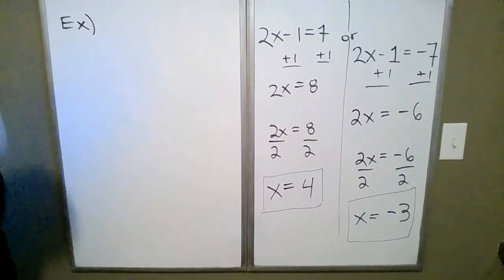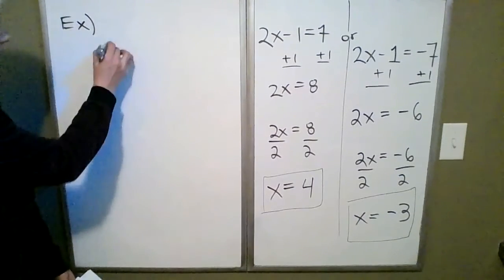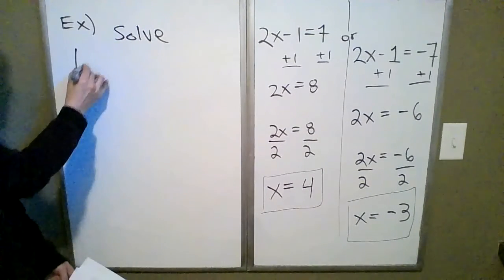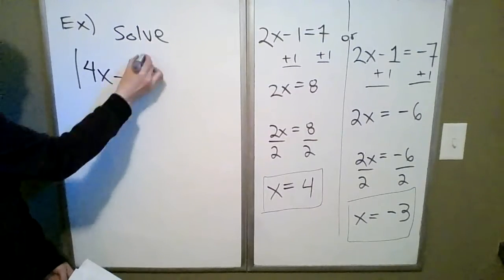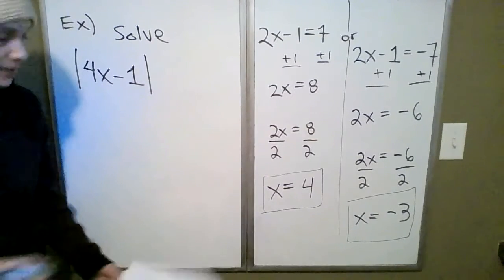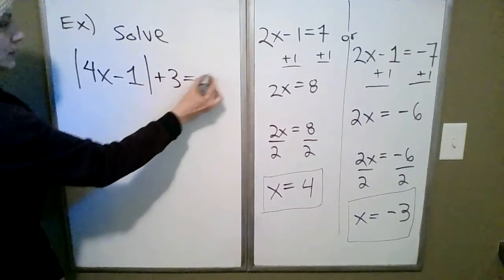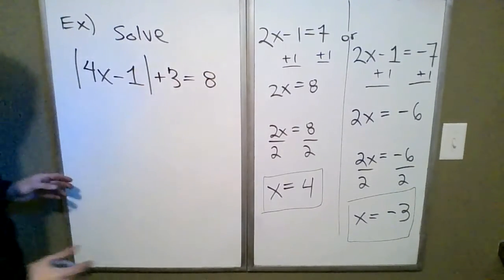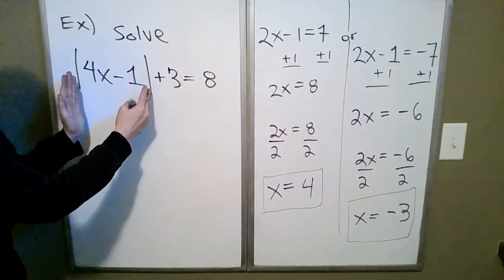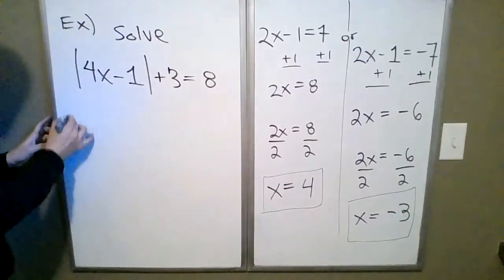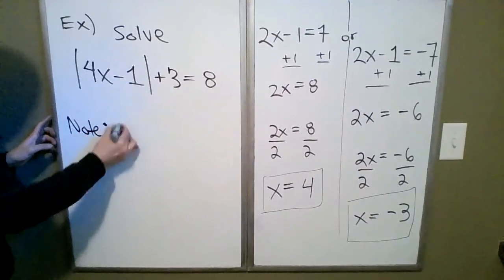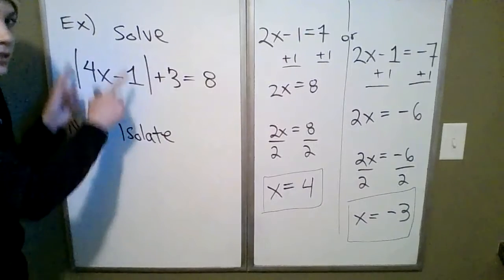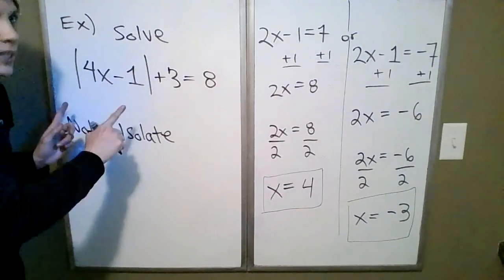Okay, we want to solve the absolute value of 4x minus 1, plus 3, and that's equal to 8. We need to have the absolute value bars isolated. So let's just put note. And after the absolute value bars are on one side of the equation, you can translate what they say.